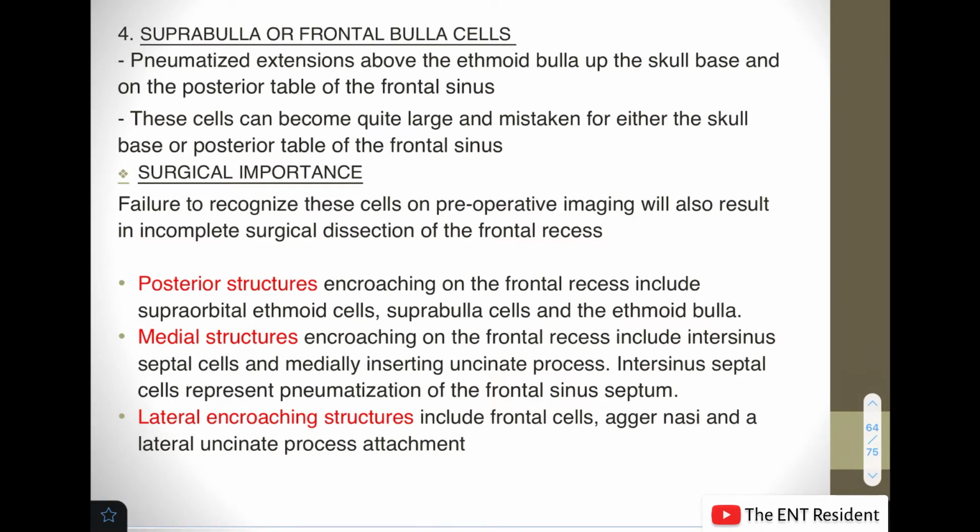These are pneumatized extensions above the ethmoidal bulla, up the skull base and on the posterior table of the frontal sinus. These cells can become quite large and mistaken for either the skull base or posterior table of the frontal sinus. So, failure to recognize these cells on preoperative imaging will result in incomplete surgical dissection of the frontal sinus.